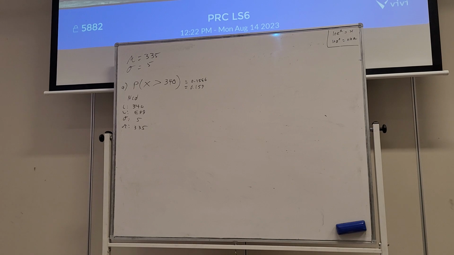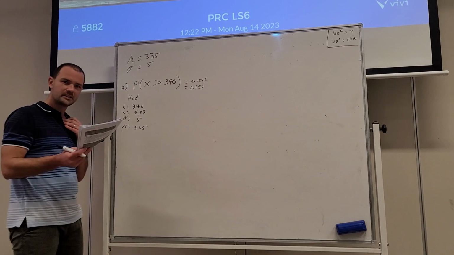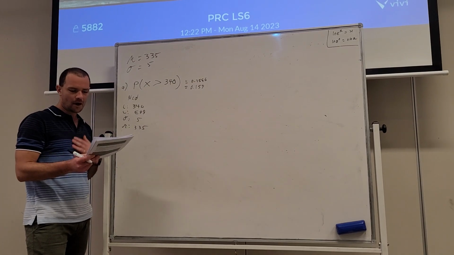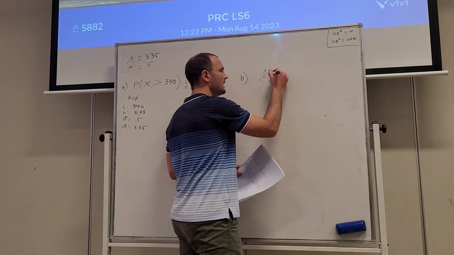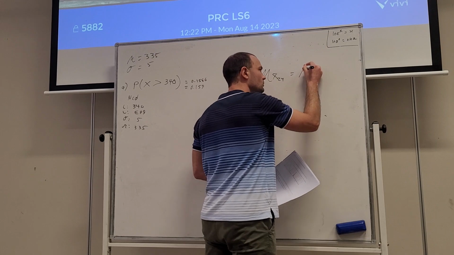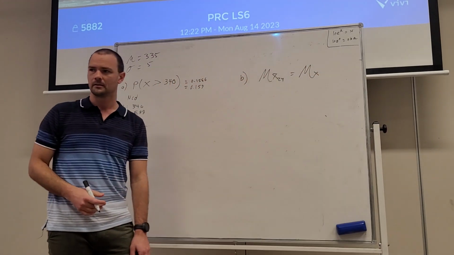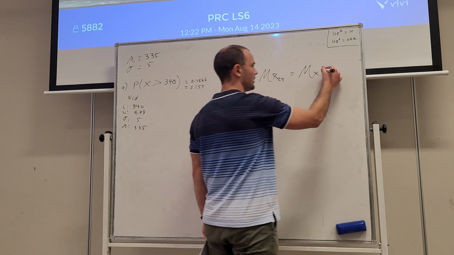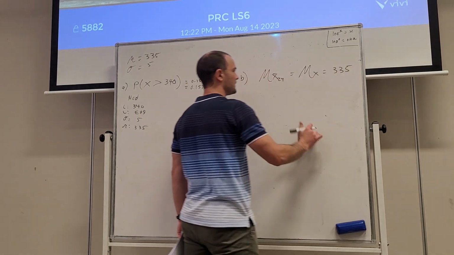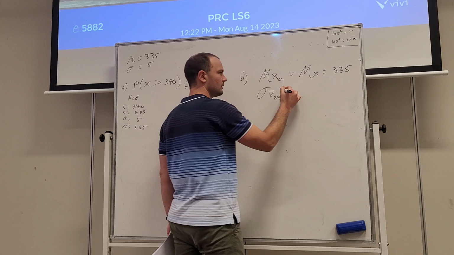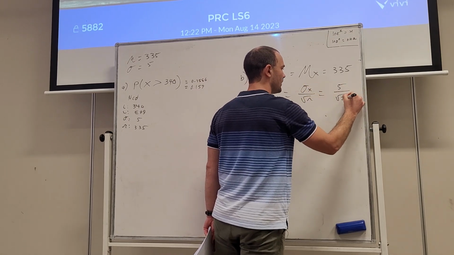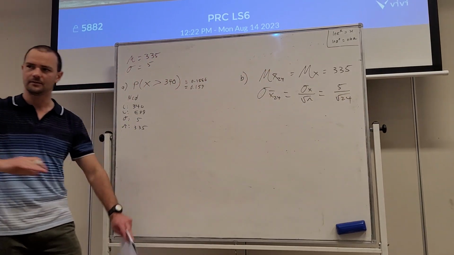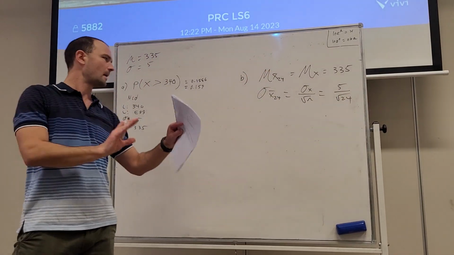Part B, a carton. So that's where you buy a whole slab, a box of Carlton Dry Stubbies, has 24 beers in it. Find the mean and standard deviation of x24. Well, the mean of x24 is equal to the mean of x. Remember? Okay, which is 335. But the standard deviation of x24 is the standard deviation of x divided by the square root of n, which is 5 divided by the square root of 24. It has a lower standard deviation. The results are compressing about the mean.